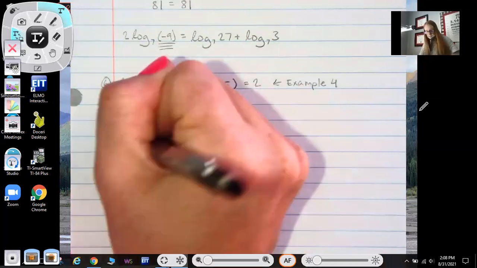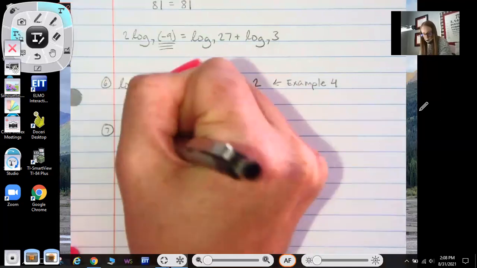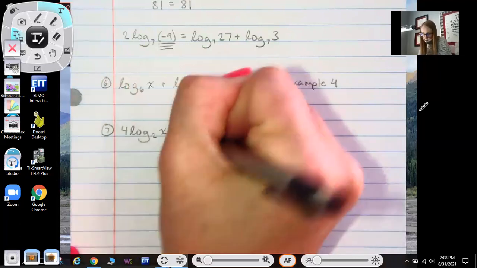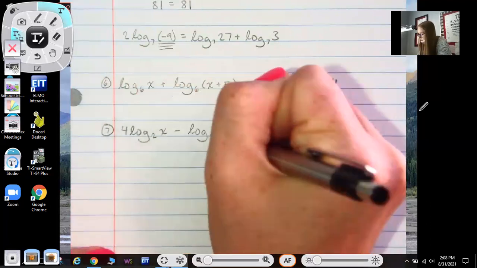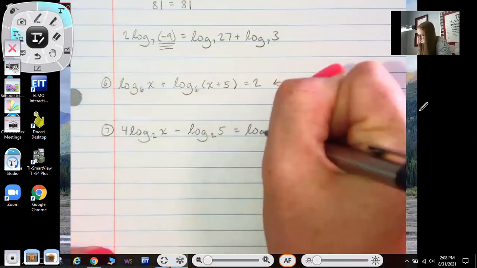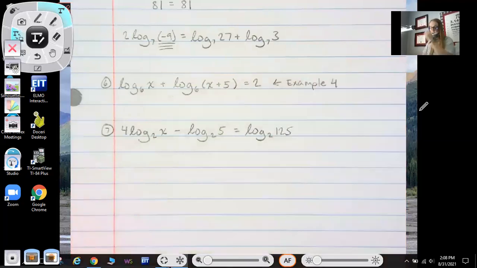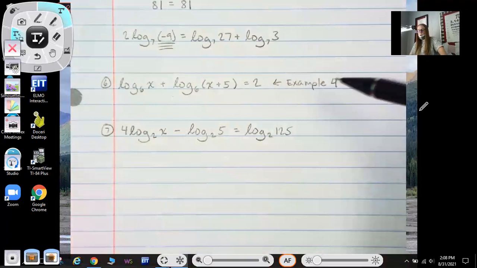Number 7, 4 log base 2 of x minus log base 2 of 5 equals log base 2 of 125. This one's not exactly like any example that we've done so far. Just work on example 6 for now.